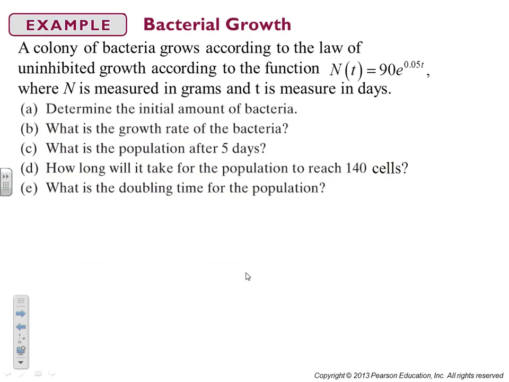All right, example problem, bacteria growth. A colony of bacteria struggling for freedom and rights grows according to the law of uninhibited growth. Just kidding, colony. According to the function n of t equals 90 e to the 0.05t, where n is measured in grams and t is measured in days. Determine the initial amount of bacteria.